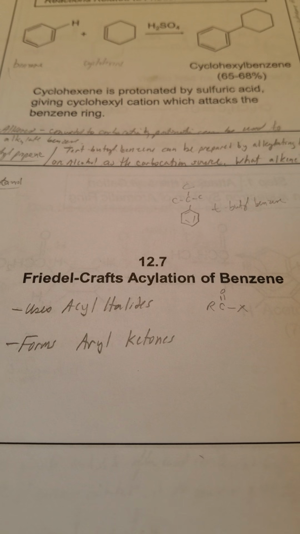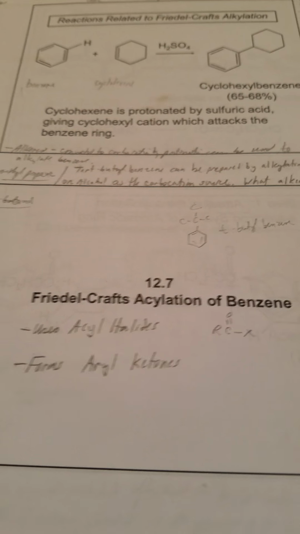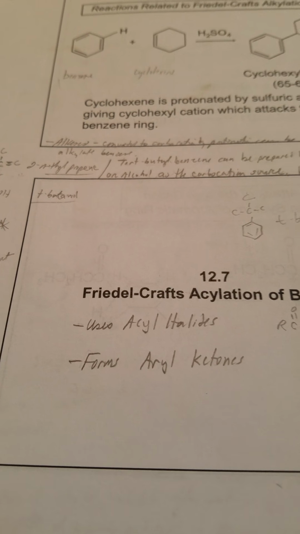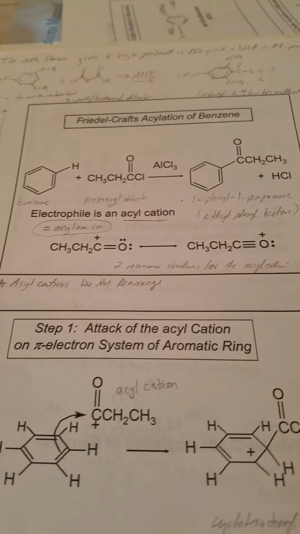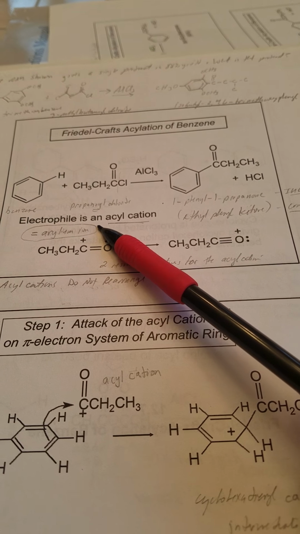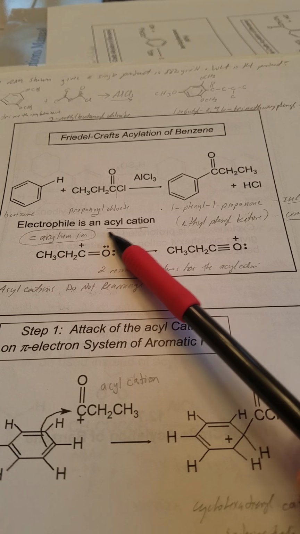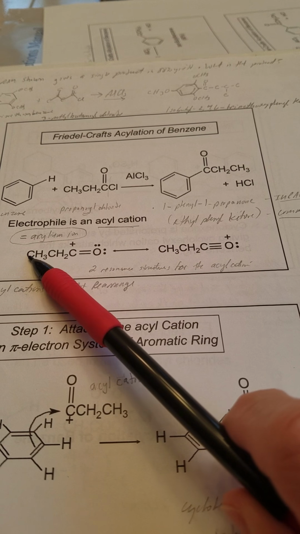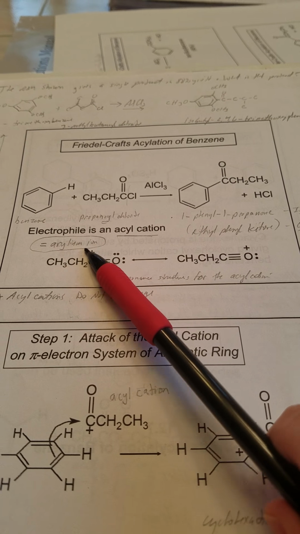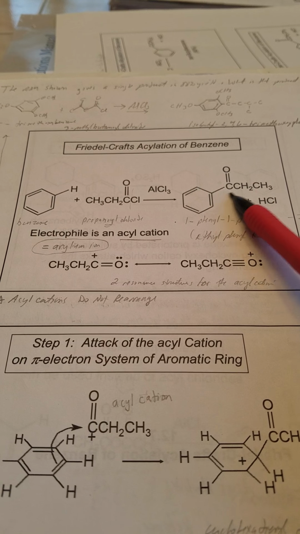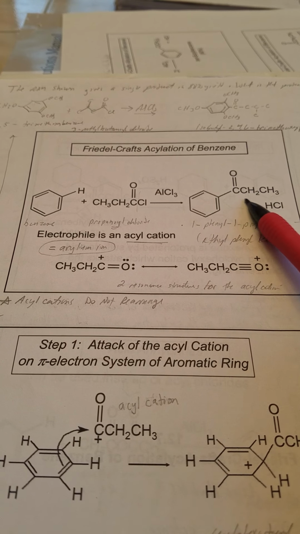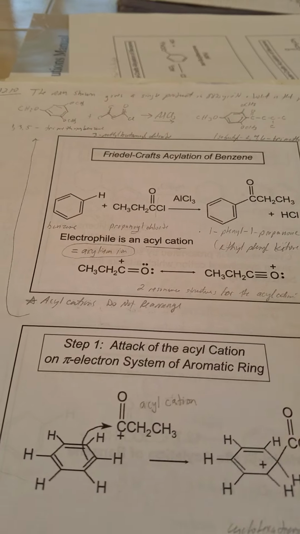Now, Friedel-Crafts acylation uses acyl halides, and it's going to form aryl ketones. So here's examples. And we've already looked at this. So our electrophile here is our acyl cation, or it's called an acylium ion. And of course, this would be the ketone. So I've got a carbon group over here, it's separated by a carbonyl carbon.